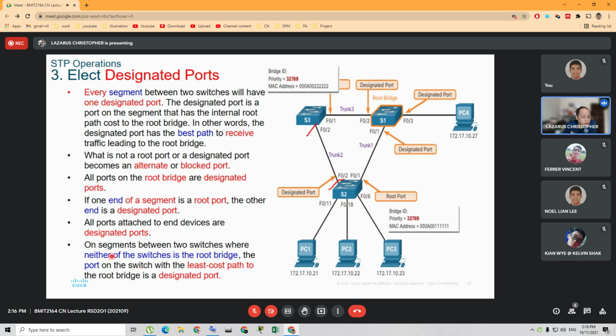So on segments between two switches, S3 and S2 are candidates, where neither of the switches is the root bridge. They are both not the root bridge. This is the root bridge. The port on the switch with the least cost path to the root bridge is the designated port. So how do we break the tie? That means the port with the least cost path. Here, when we look at the least cost path, we use a table earlier, but here it is 19. Here it is 19. So they are tied. What do we do when we reach this decision?